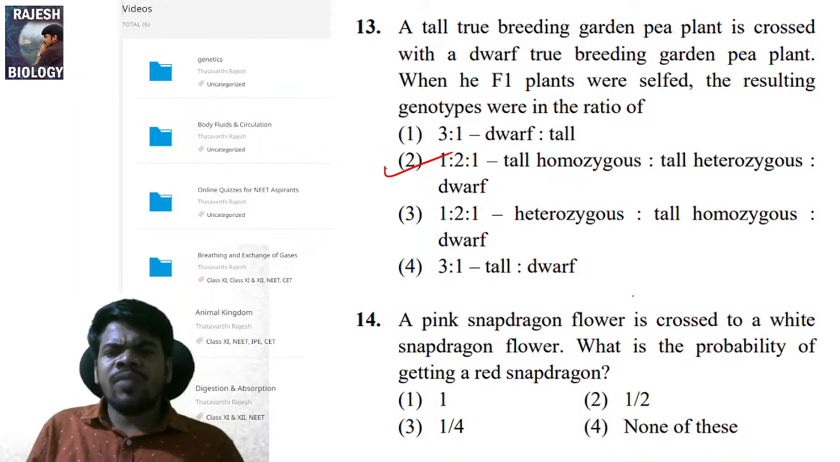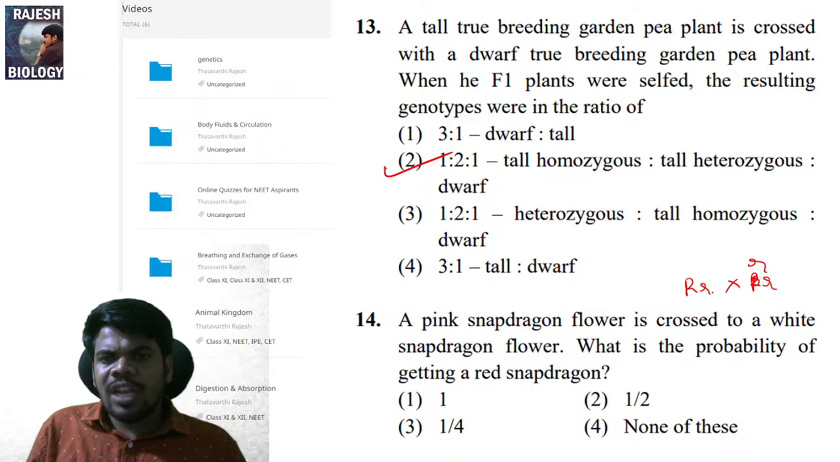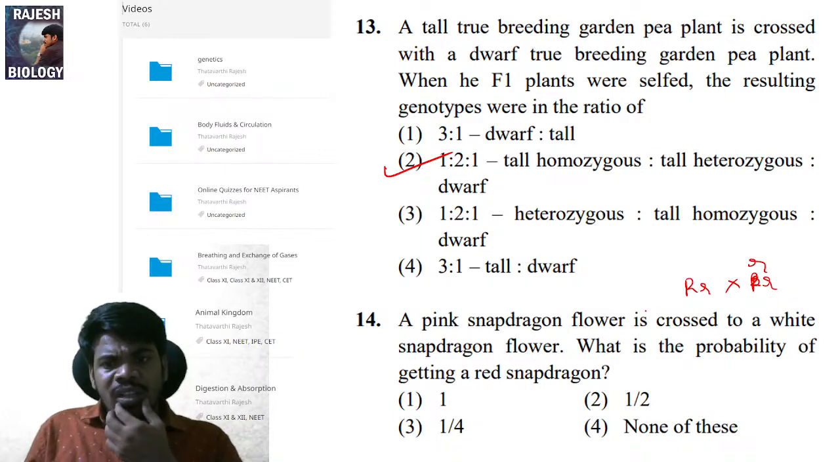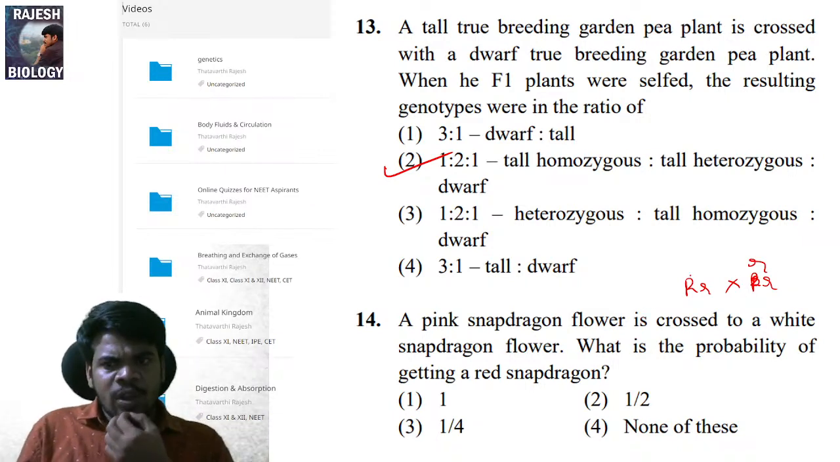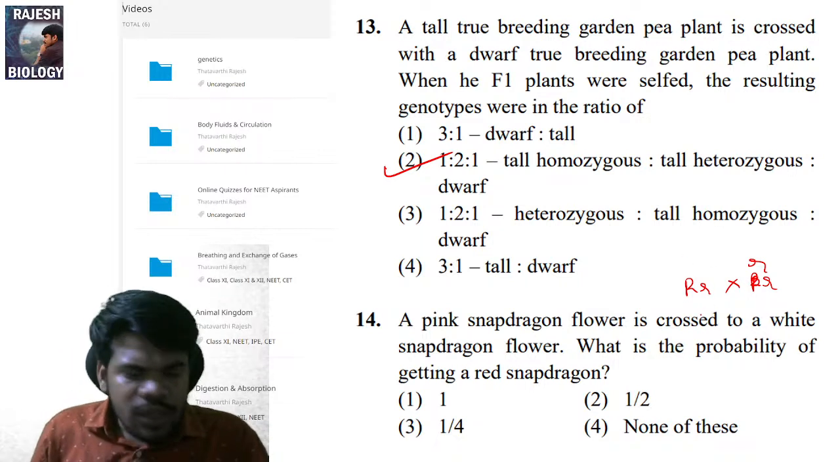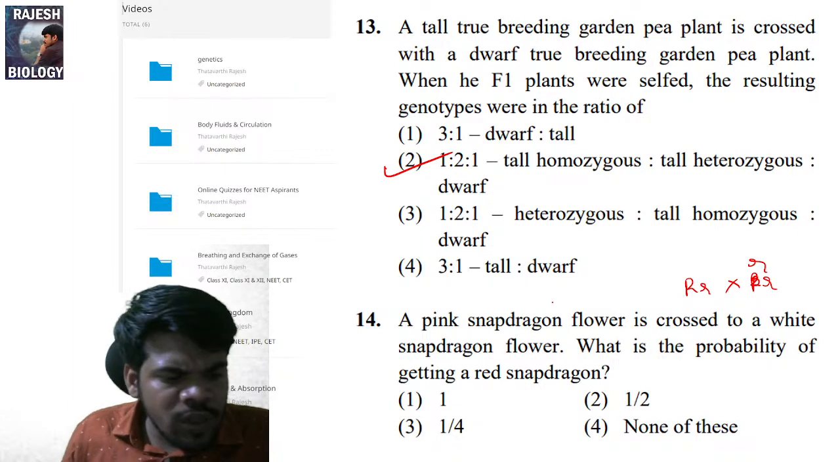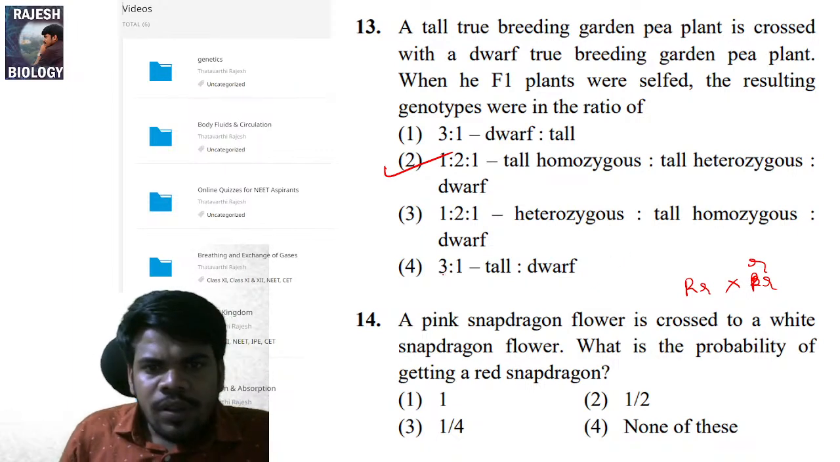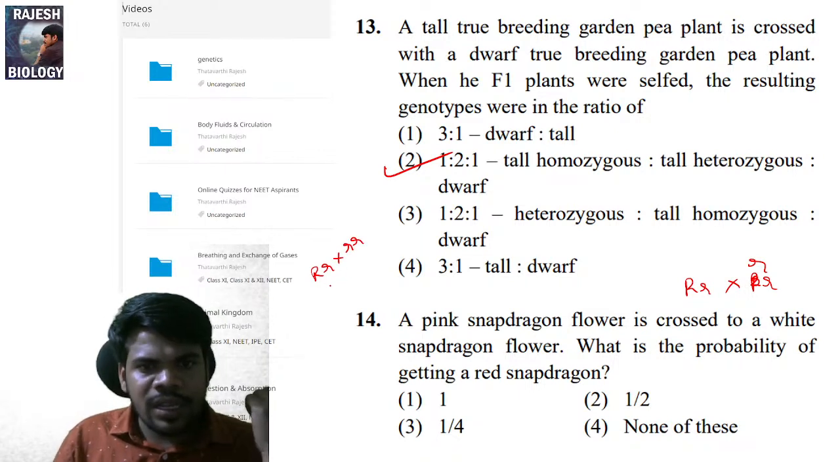A pink snapdragon flower is crossed to a white snapdragon flower. That means test cross. What is the probability of getting red snapdragon? If the cross is like this, smaller, smaller. Yes, half you are saying for the 14th question. Who said the right answer? The students who give the right answer for the 14th question, they are very perfect in the crosses. I can guess like that.